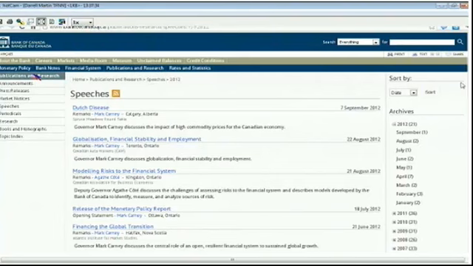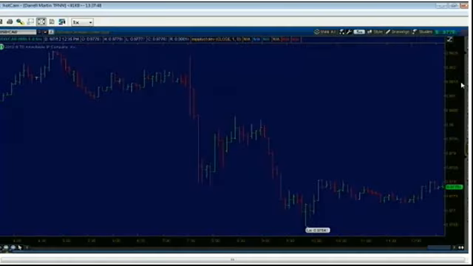And under publications and speeches there, you can go in and see all the remarks that he made, what he said today, and the details on that. But he's the one of the Bernanke over there, right? And anyway, so got that going on, and then looking at a few other things.